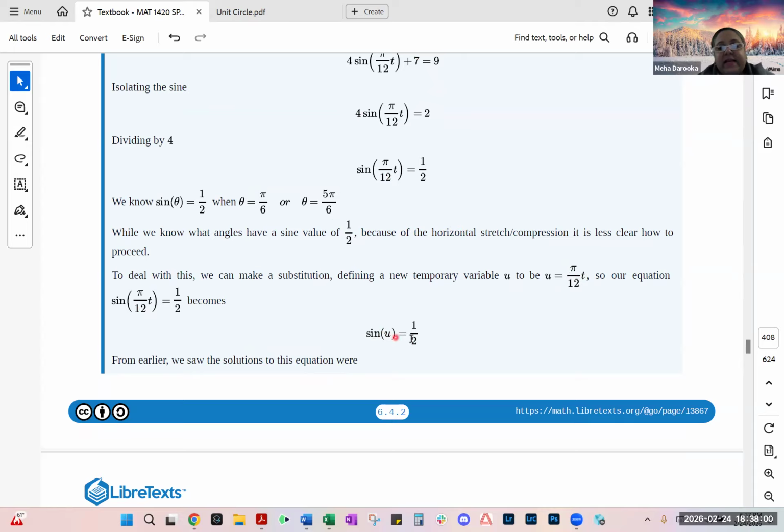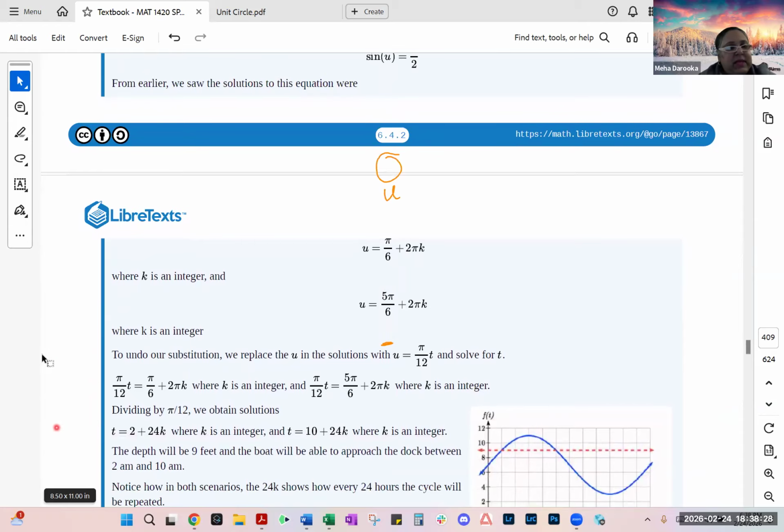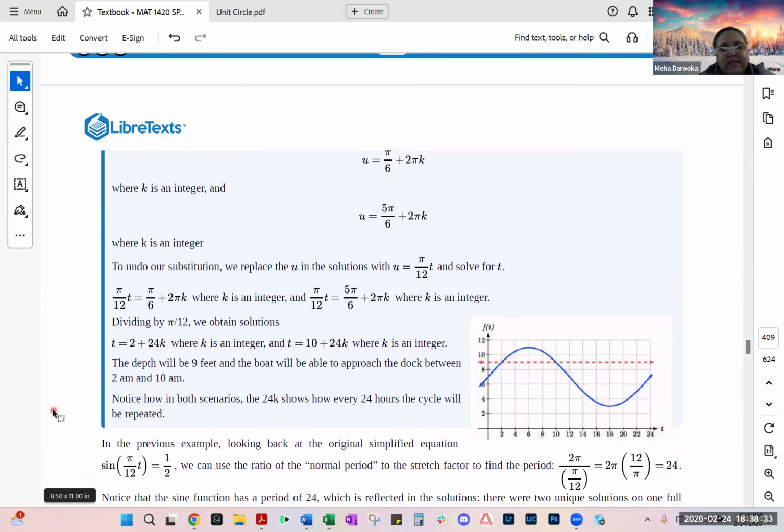So you will have sine of u equals 1/2. You're basically just taking this and replacing it with u. So sine of u is equal to 1/2. And then we know that u can be pi over 6 with the coterminal values added to it. So it could be pi over 6 plus 2 pi k, or it could also be 5 pi over 6 plus 2 pi k. Now let's simplify that. You can see, of course, k is an integer.